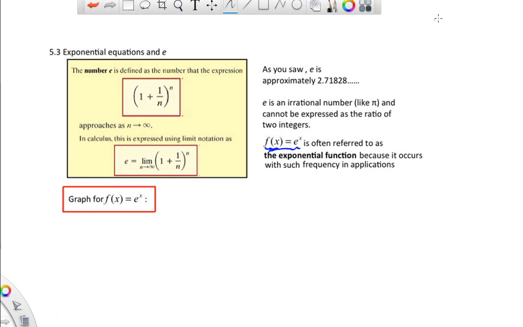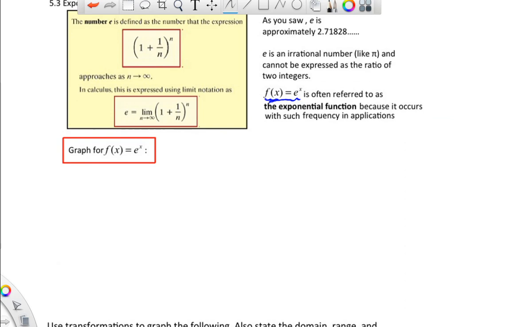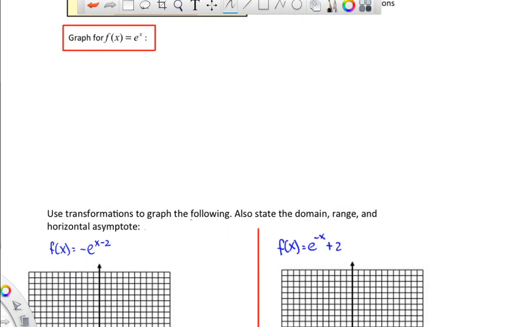So let's look at the graph for e to the x. What do we know about exponential functions? Well, we know that they have an asymptote. In this case, it's e to the x plus 0, so the asymptote is the x-axis. We know that anything to the power of 0 is 1, so an exponential function often goes through 1.